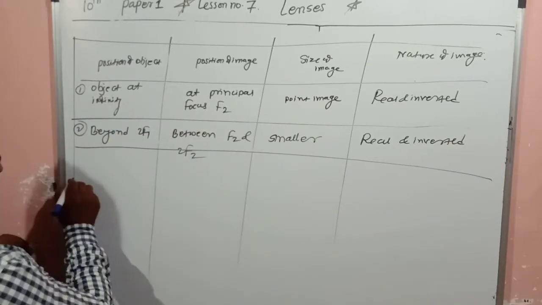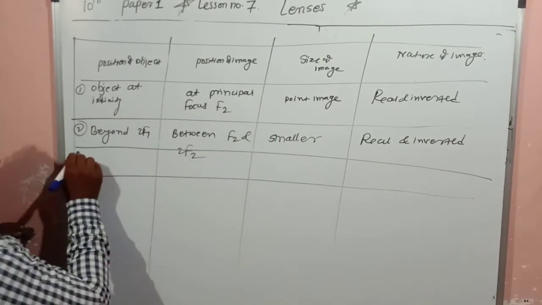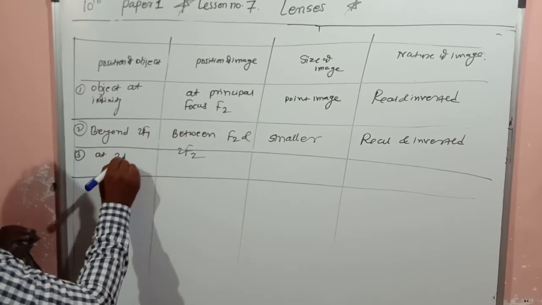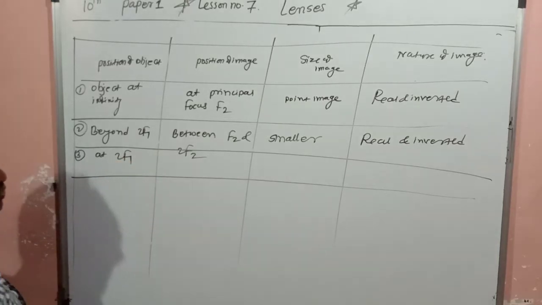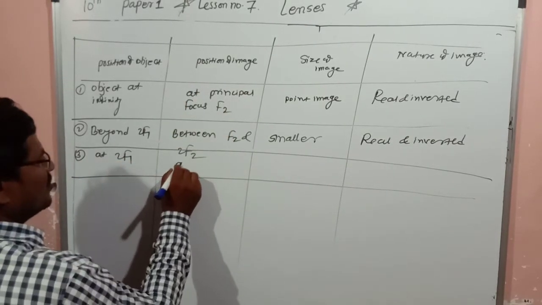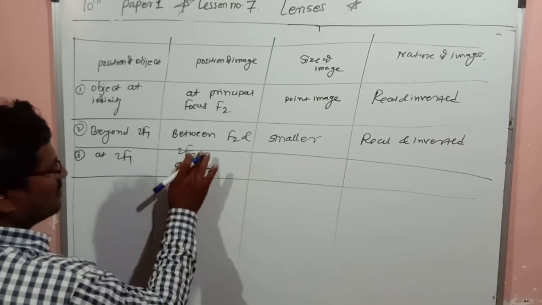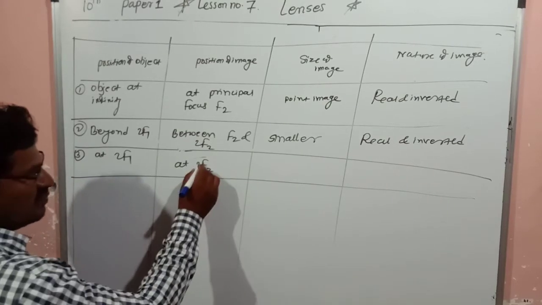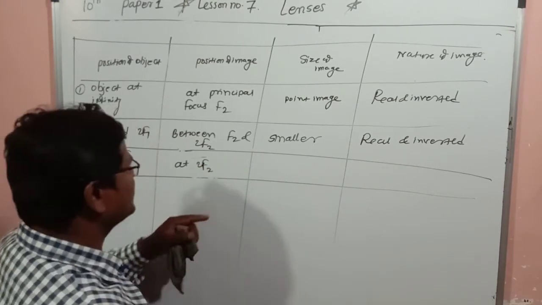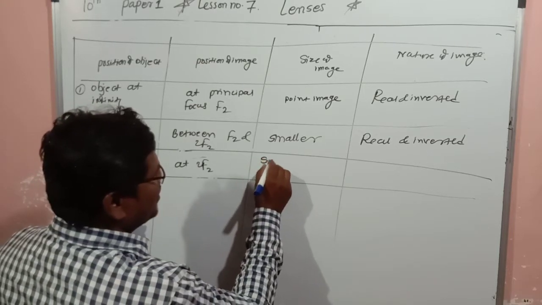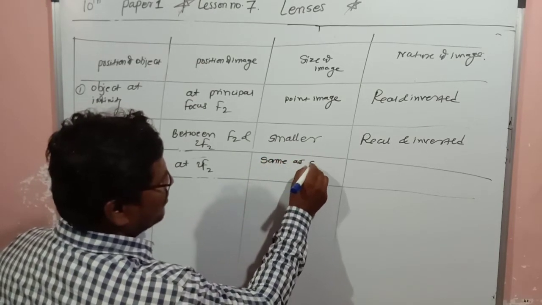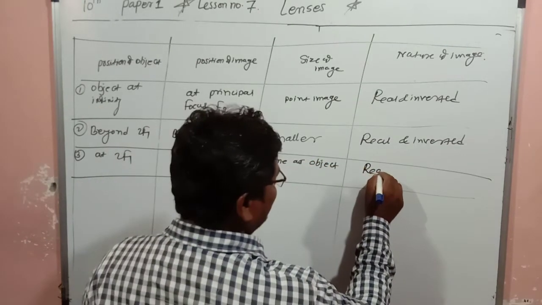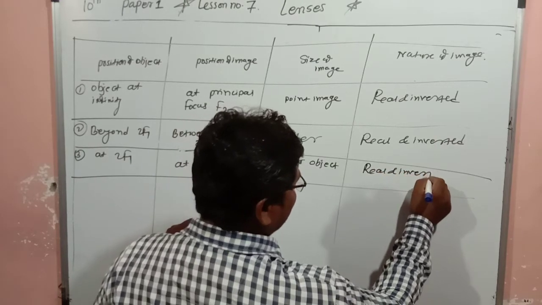Then the third position is the position of object. Object will be at 2F1. So image will also be at 2F2. And size of the image will be same as the object. And nature will be real and inverted.